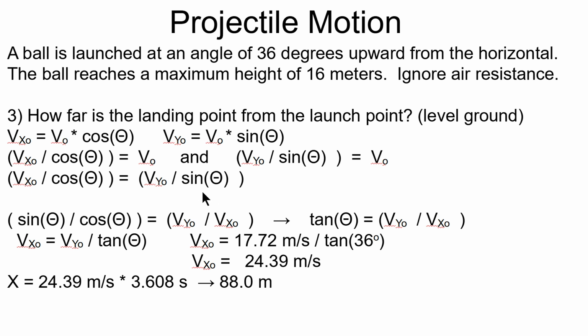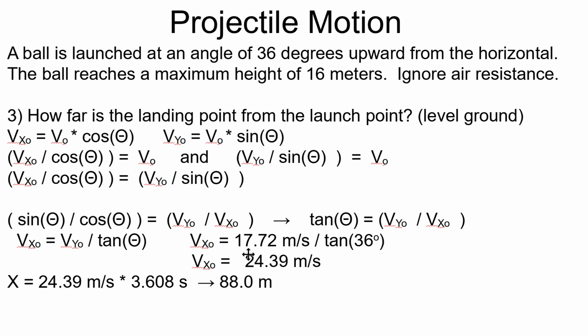If I rearrange this just a little bit, multiply both sides by sine of theta and divide both sides by Vx naught, we now have this expression. And now sine of theta divided by cosine theta can be replaced with tangent of theta. So tangent of theta is Vy naught divided by Vx naught, or Vx naught, the number that we're trying to come up with here, our speed in the x direction, is equal to our speed in the vertical direction divided by tangent theta. We know the theta, a given 36 degree launch angle.